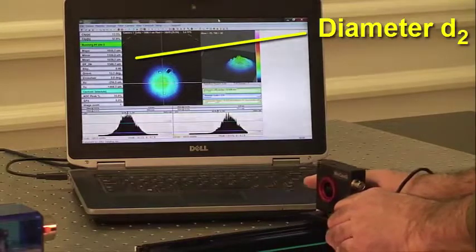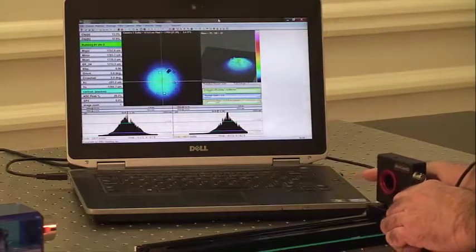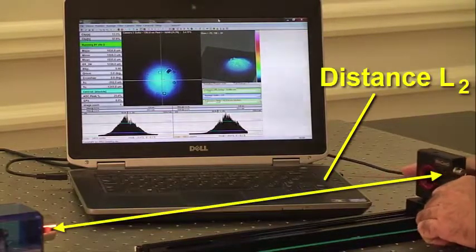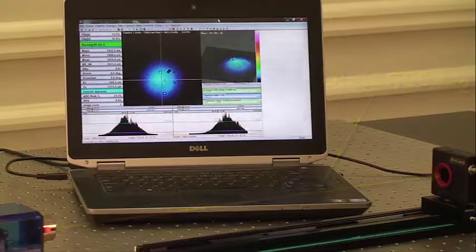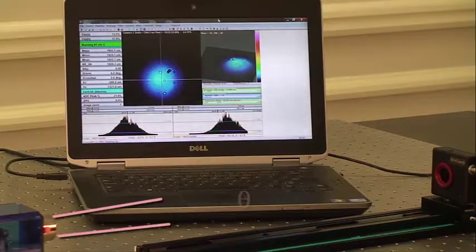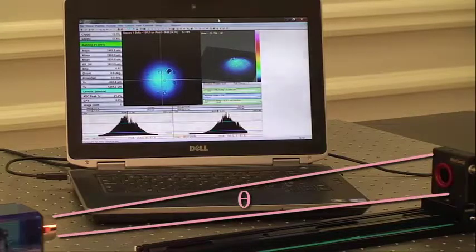And this is a way you can measure your divergence. You want to measure the difference in the beam diameter as well as the difference in the distance. And you can use the information that you've gathered from your beam profiler to calculate your divergence.